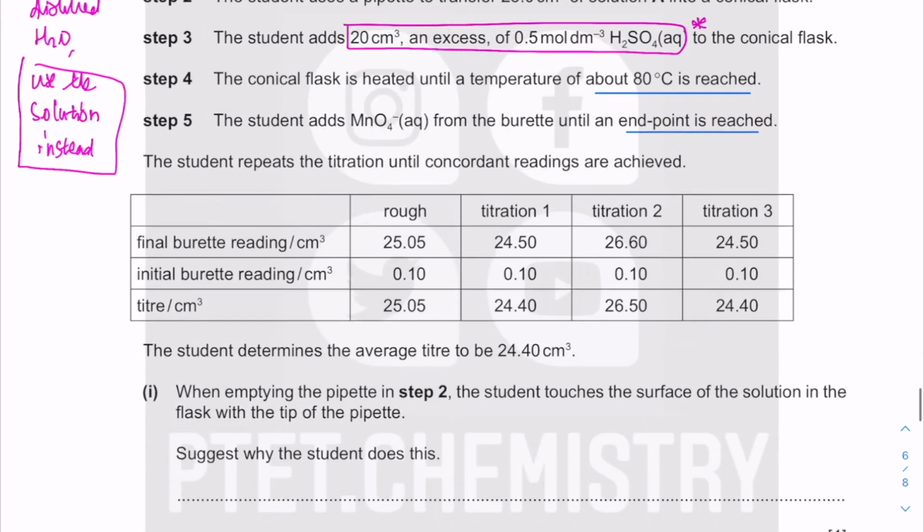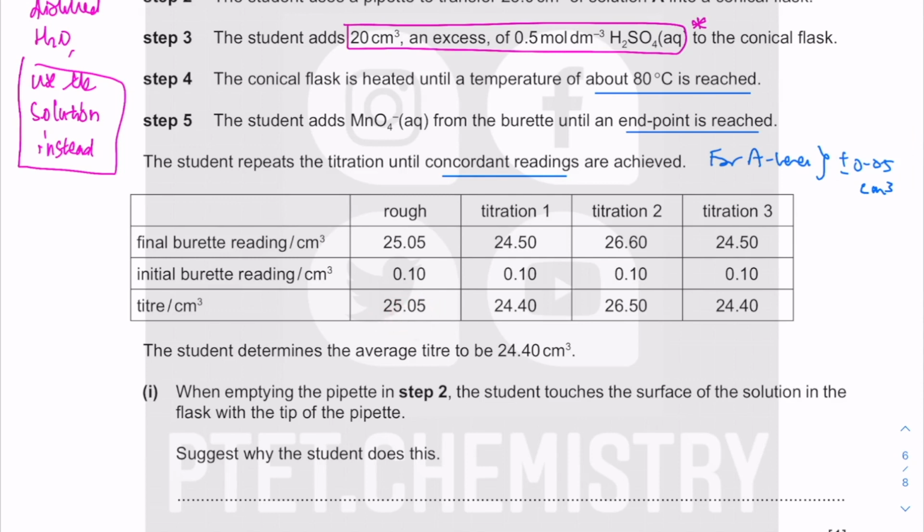Now the student repeats the titration until concordant readings are achieved, which is very standard, right? If you look at any marking scheme for Paper 3, O-level, IGCSE or even A-level, they always say repeat, so that the students will get concordant readings. That means consistent. For A-level, the standard is plus or minus 0.05 cm³. That's why your best titre cannot be more than plus or minus 0.10, because your titre comes from 2 readings of the burette. Therefore, they cannot be more than 0.10 apart.